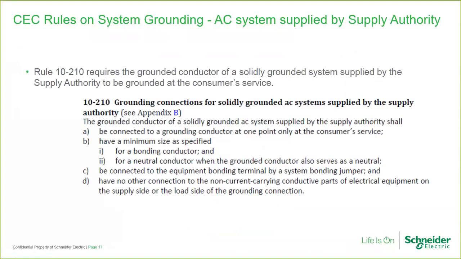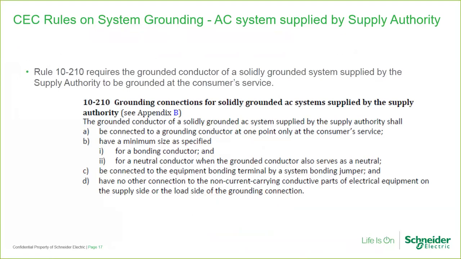The Canadian Electrical Code has a rule for system grounding of AC systems supplied by the supply authority, i.e. for a service entrance, and it has another rule for system grounding of separately derived systems that are not service entrances. Rule 10-210 covers system grounding of service entrances. The grounded conductor, usually the neutral, must be grounded at the service entrance by connection to a grounding conductor, and it must be connected to the equipment bonding terminal by a system bonding jumper.